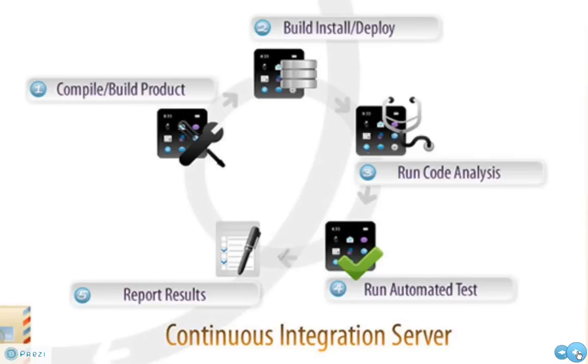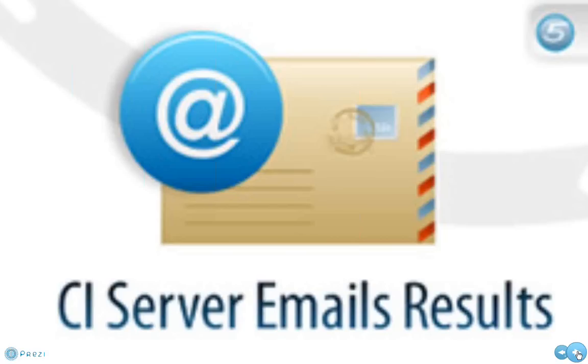Going back to CI server email results. Whenever a build fails, or anything happens, or if there is an issue with the integration, an email notification or any kind of notification is sent to the developer as well as the team lead.